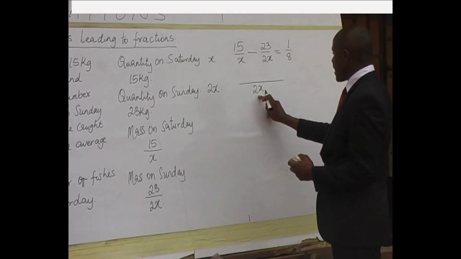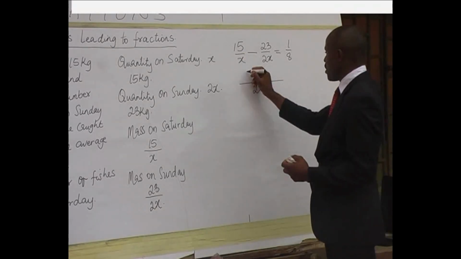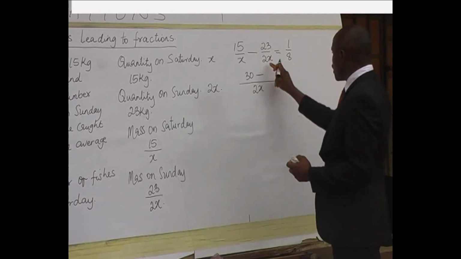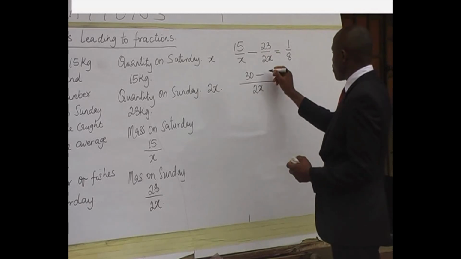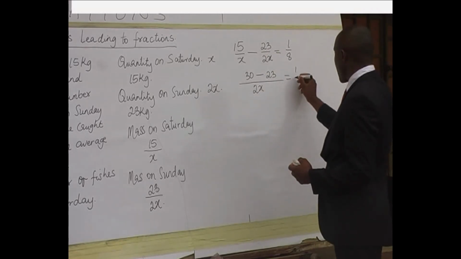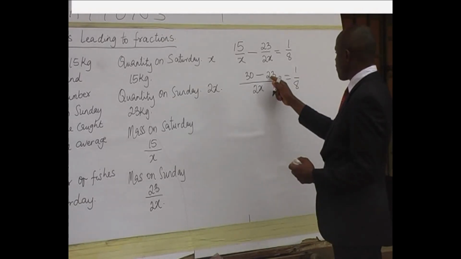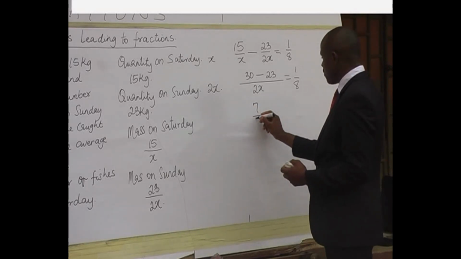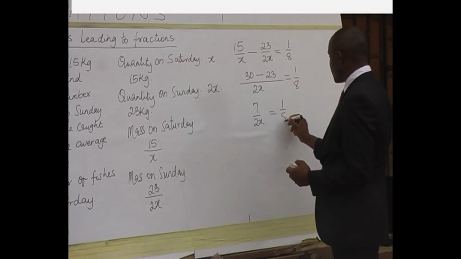2X divided by X: X will cancel X and leave you with 2. 2 times 15 will give you 30. Bring down the sign of minus. 2X divided by 2X is 1. 1 times 23 will give you 23, which, remember, is equal to 1 all over 8. Remove 23 from 30, you'll be left with 7. So we have 7 all over 2X is equal to 1 all over 8.